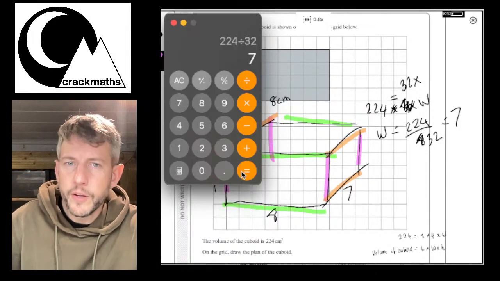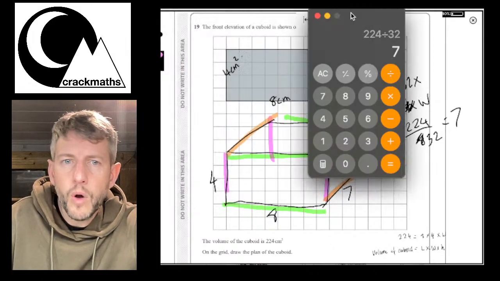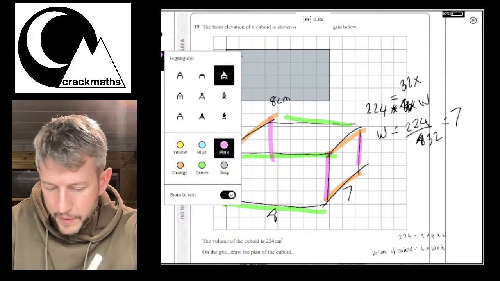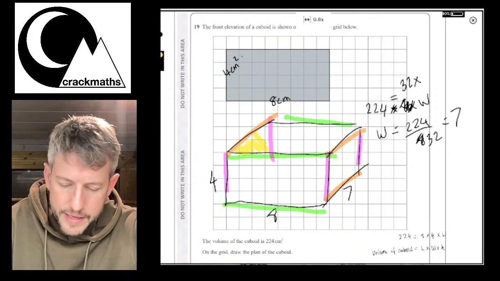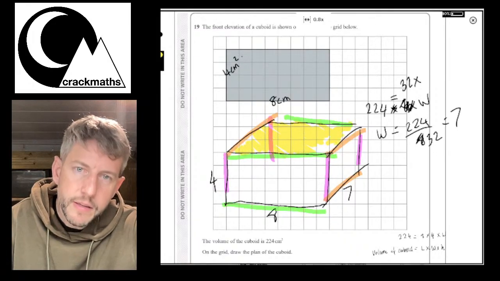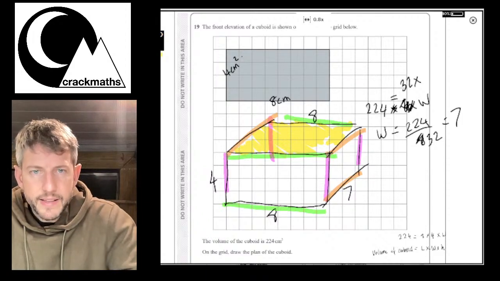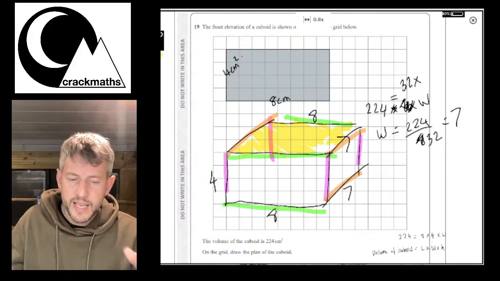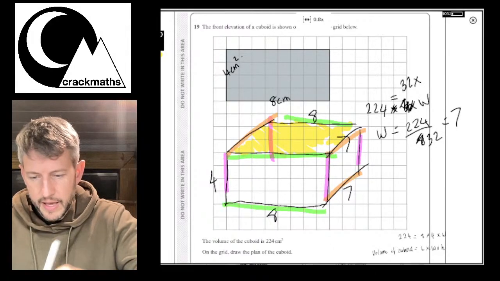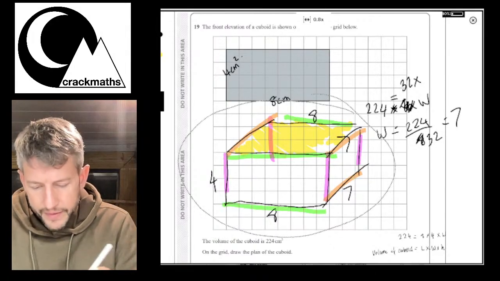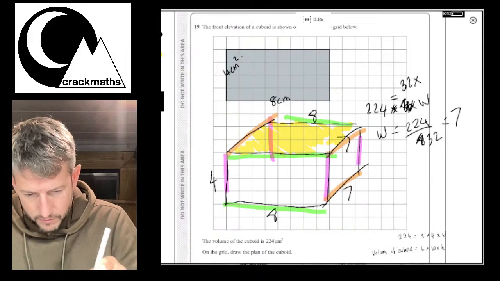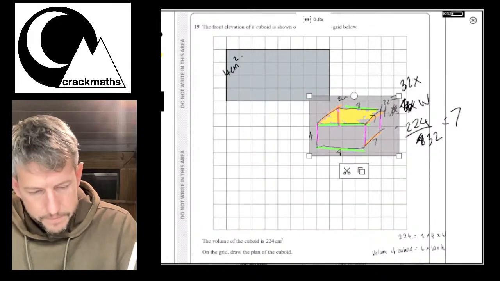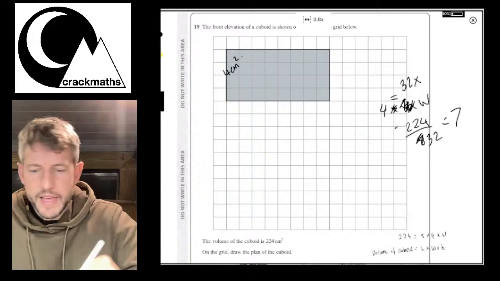So what we need to do is work out the dimensions from the plan view. The plan view is the top of the shape. So the plan view is actually this rectangle here. This is 8 and this is 7. So the plan view of this cuboid is an 8 by 7 rectangle. So let me just move this now, and then let's draw that 8 by 7. There we go. So our plan view is the 8 by 7 rectangle.